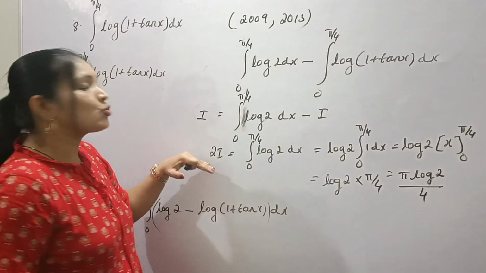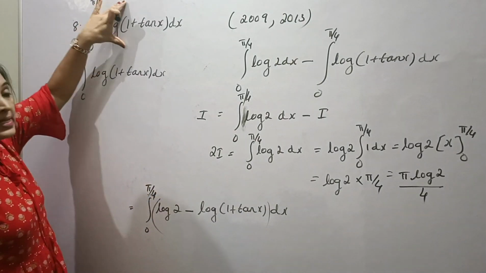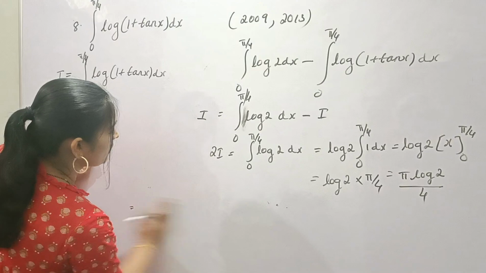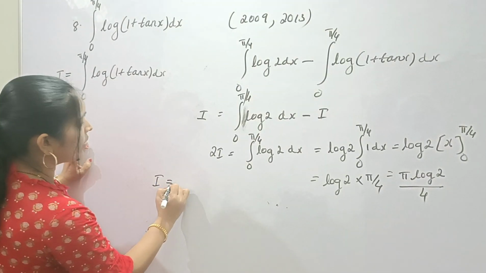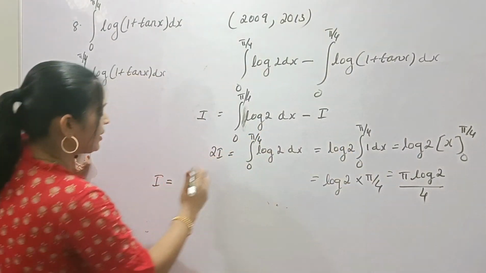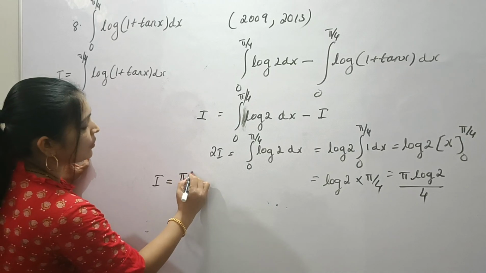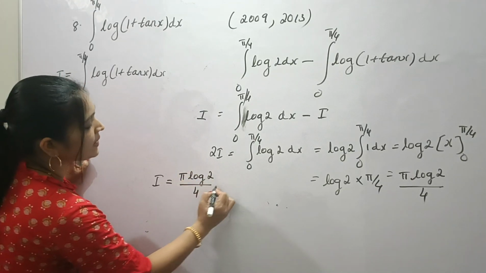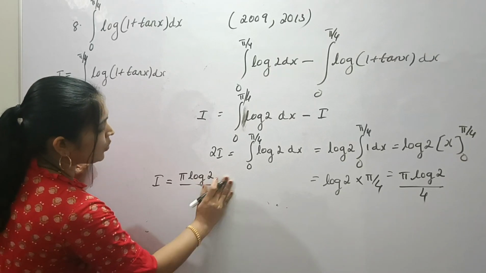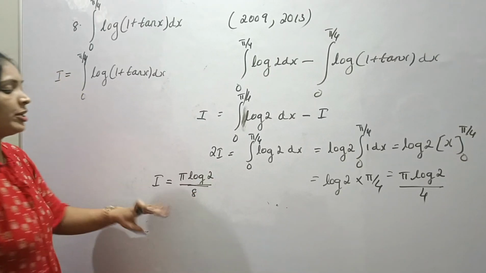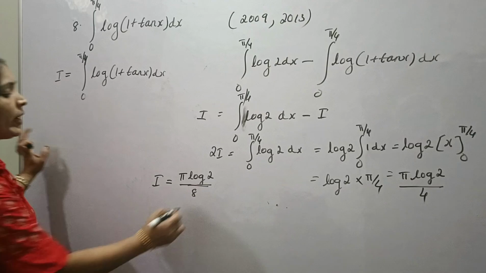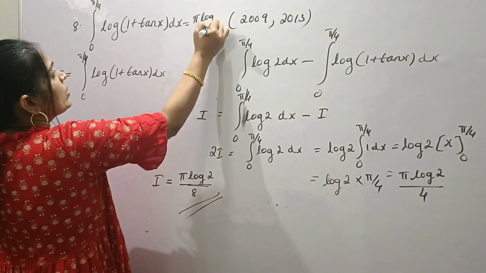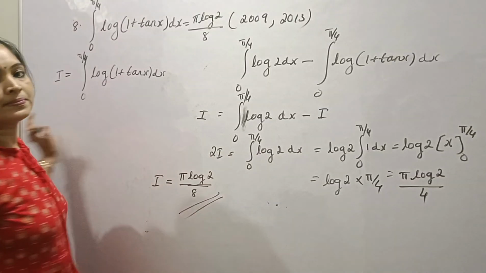What is it? It is 2I. We need to find this integral. It is nothing but I, right? So what is I? I is equal to this divided by 2, right? So pi log 2 divided by 4 divided by 2, that is 8. So pi log 2 divided by 8, that is I. The value of this given integral is pi log 2 divided by 8.